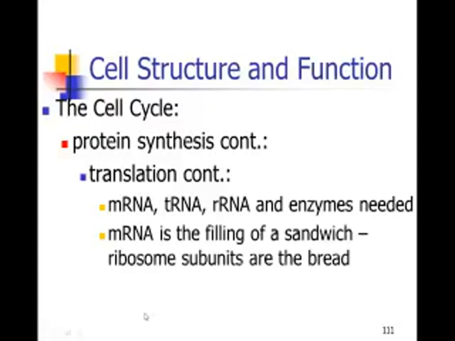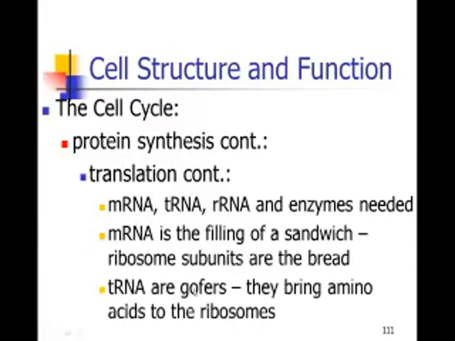So if you think of the physical arrangement here, the messenger RNA is sort of like the filling of a sandwich, and the ribosomes would be the bread. There's going to be one on either side of the messenger RNA. And then the transfer RNA is going to be a gopher. It goes out and it brings the amino acids into the ribosomes.